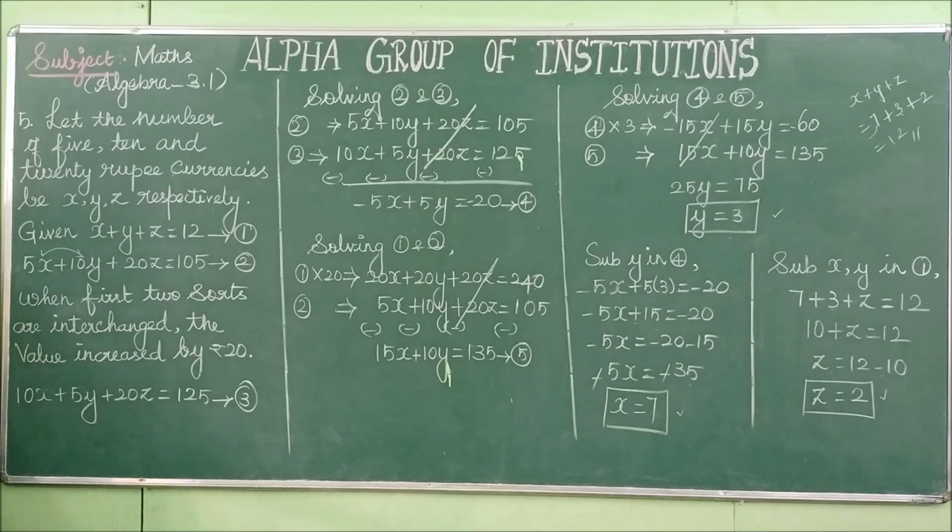There are 12 pieces of 5, 10, 20 rupee currencies whose total value is rupees 105. So total rupees 105. If you add, you get the total value. Then when two slots are interchanged in their numbers, its value will be increased by 20. So if you change these slots, the value will be increased by 20. That is also done. So first equation, second equation, third equation. You can solve these equations and get the values x, y, z.